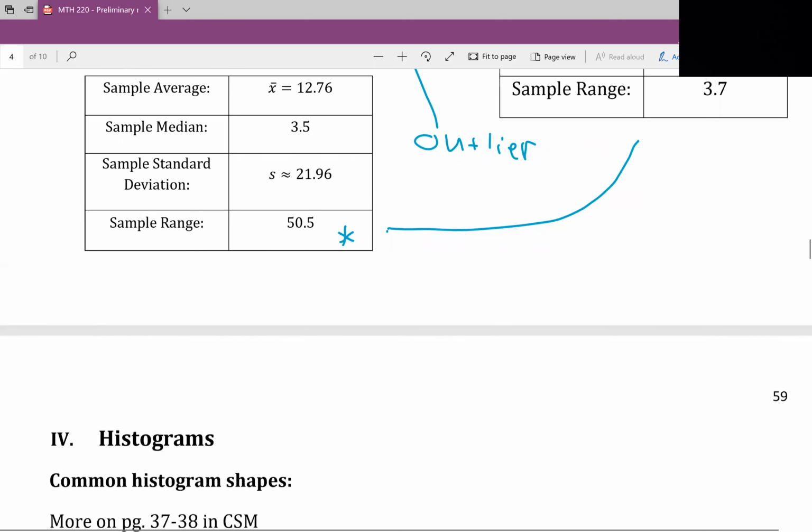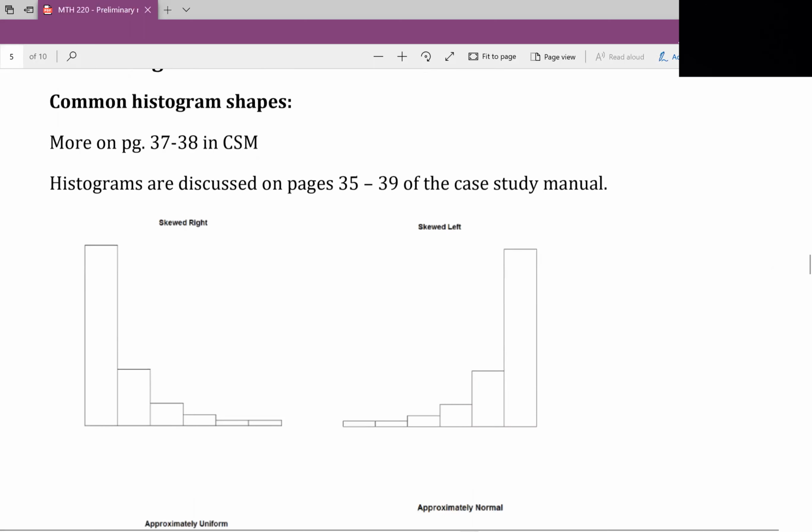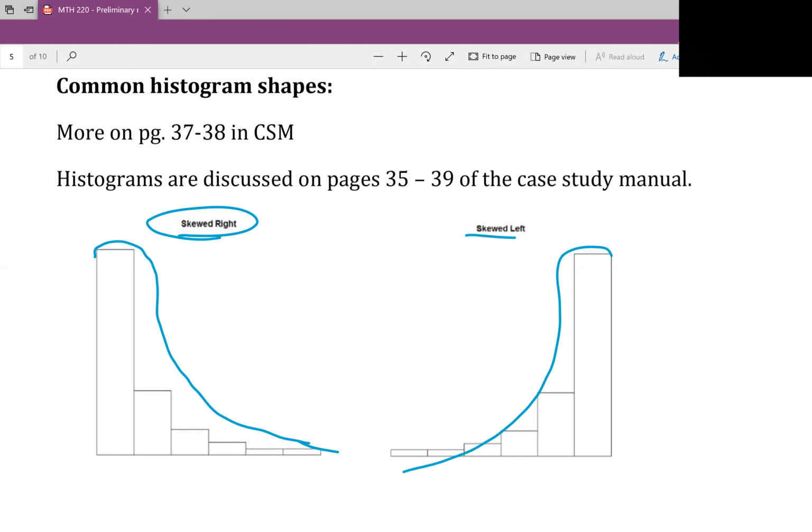All right, now I would like to look at histograms. Histograms are similar to bar graphs, but all the bars are touching each other. So here I'll go through them one by one. And please take note of the names. You are going to want to be able to know the names and recognize the shape. So here we have our bars and they're all touching each other. Skewed right means that there's a tail off to the right. Skewed left means that we have a tail off to the left.